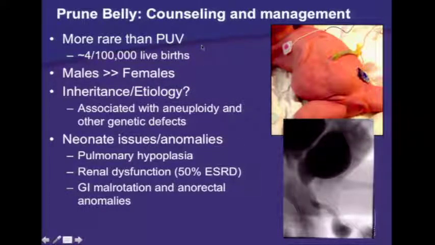So Prune belly is more rare than PUV. It affects males much more commonly than females. It's associated with aneuploidy and other genetic defects and has similar neonatal issues of pulmonary hypoplasia and renal dysfunction and additional problems with GI malrotation and anorectal anomalies.